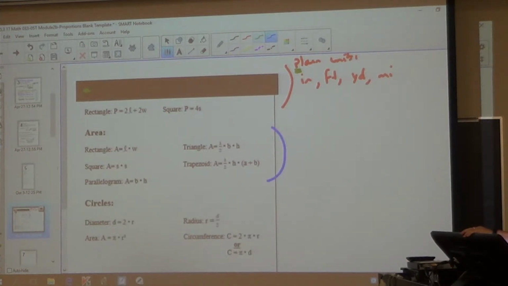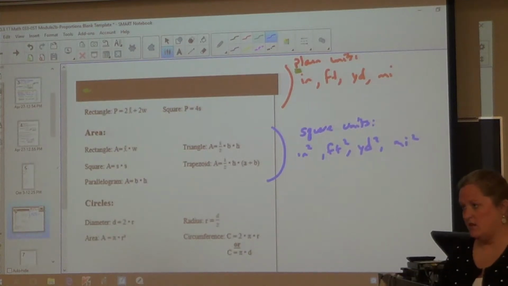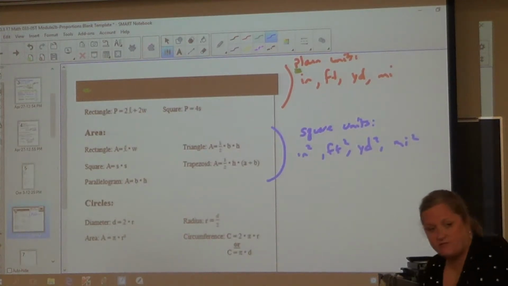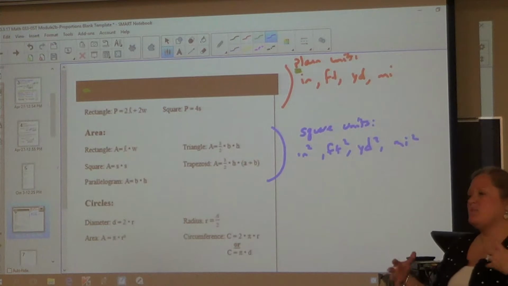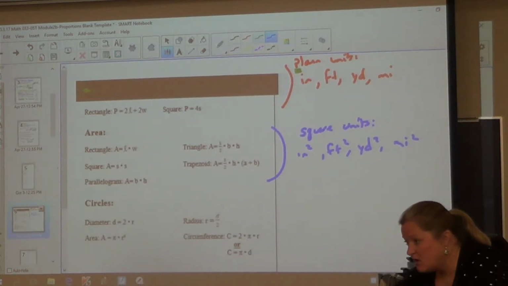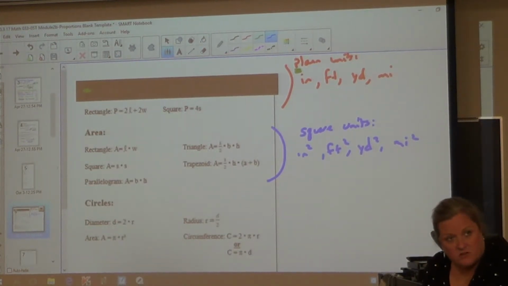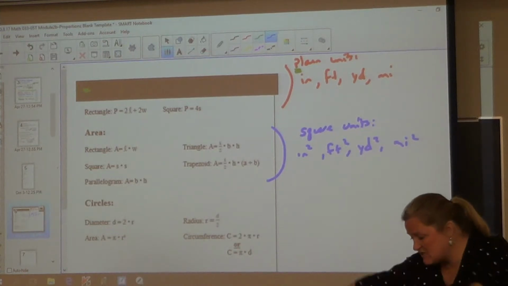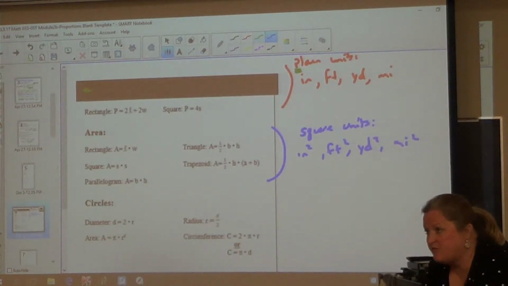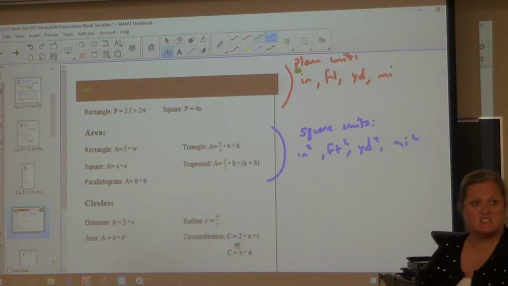Area has square units. Inches squared, feet squared, yards squared, miles squared. The way I remember that, your parents would say, oh, don't step on that area rug. So the area is out on the floor. And if you think about your kitchen floor, there's a bunch of square tiles. So I think of area as floor and there's squares on the floor. So area is square.